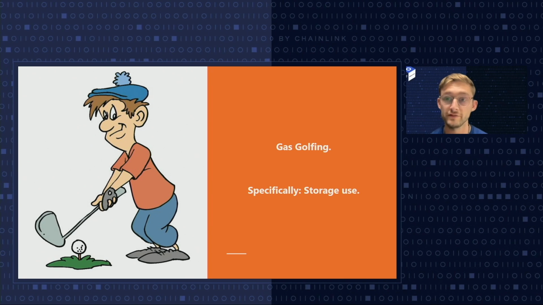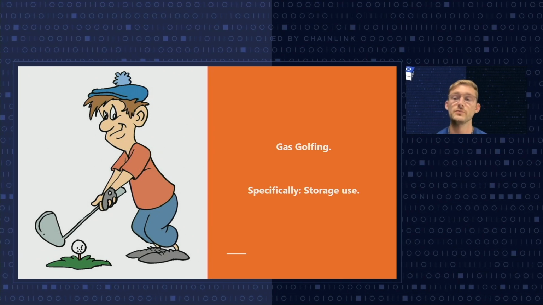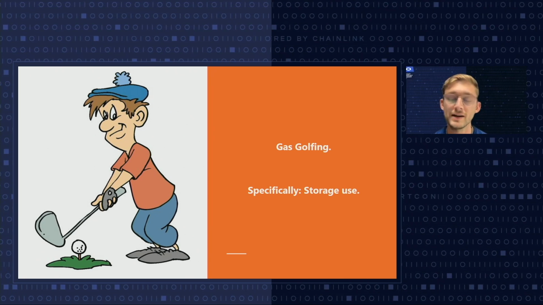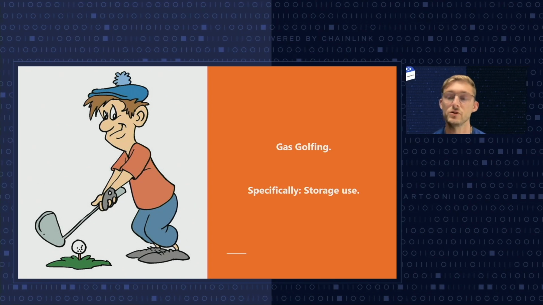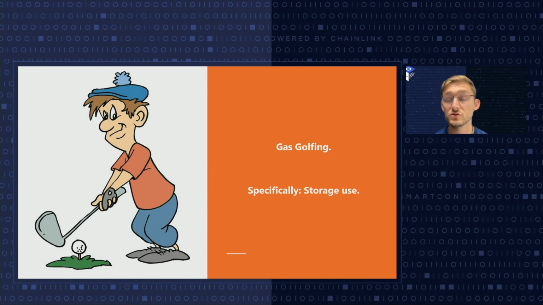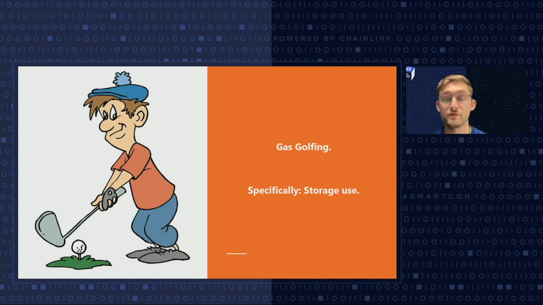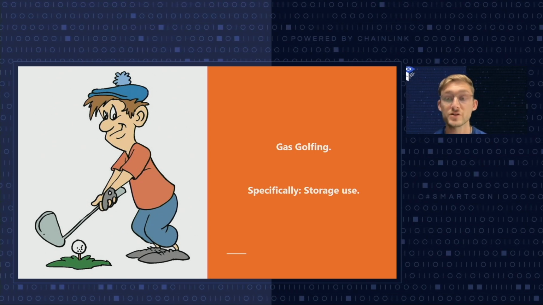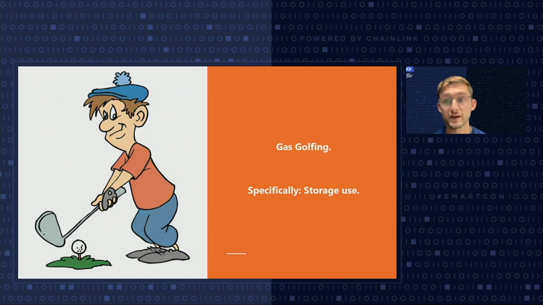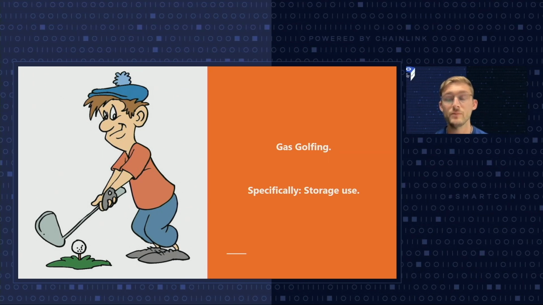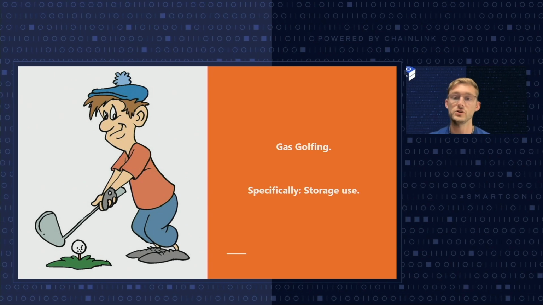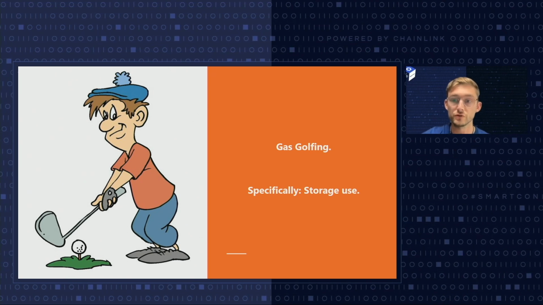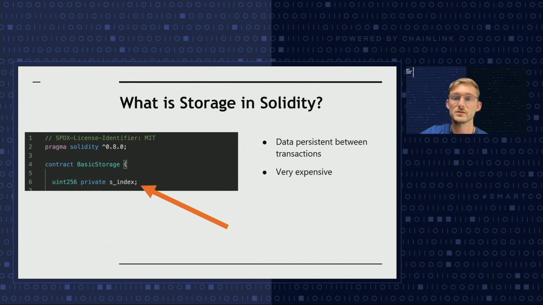So what is gas golfing? Well, gas golfing is the process of optimizing the existing functionality of your contract to do the same things, to be able to perform the same functions, but just cheaper and more efficiently. So cheaper in terms of gas. And more specifically, I'm going to talk about the use of storage in smart contracts.